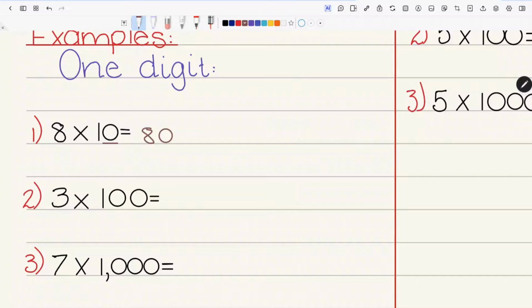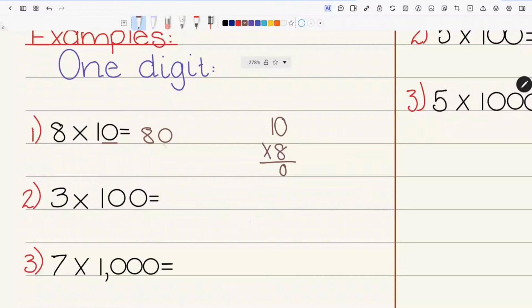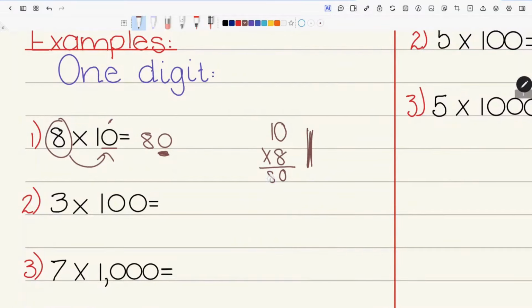Now, if that was a little confusing, I'll break it down even further. You write it like this: 10 times 8. So, what's 0 times 8? Equals 0. And that's where we get the 0 from, because you're multiplying this with this. But instead of doing that, we just look at the 0 that we have here. So 8 times 1 is 8. That's why you get your 80.